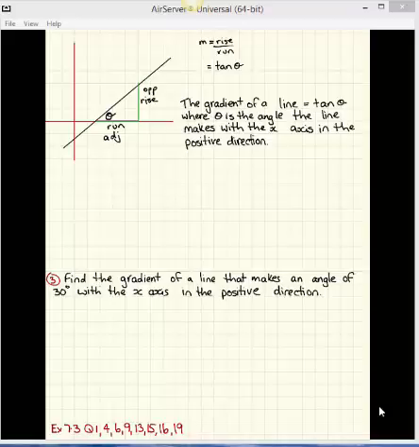What we want to do is find the gradient of a line that makes an angle of 30 degrees with the x-axis in the positive direction. So what they're telling us is that this angle here is 30 degrees. And we want to know, well, what is the gradient? So think back, 30 degrees in a triangle, what does that tell us? Well, for that we use our exact ratios.